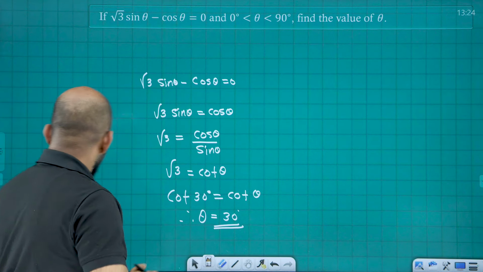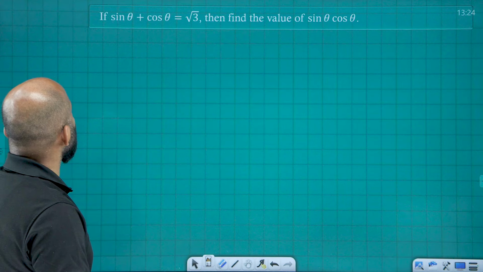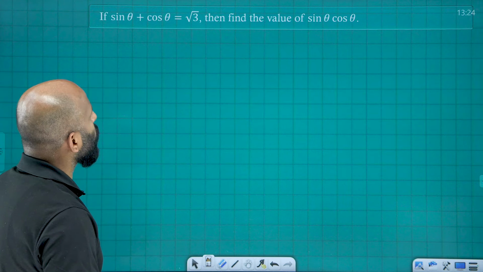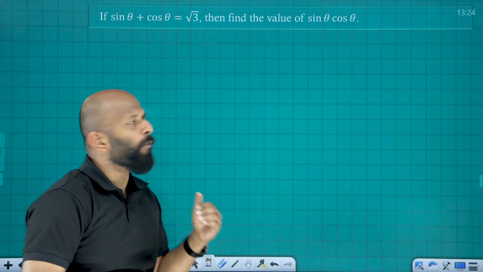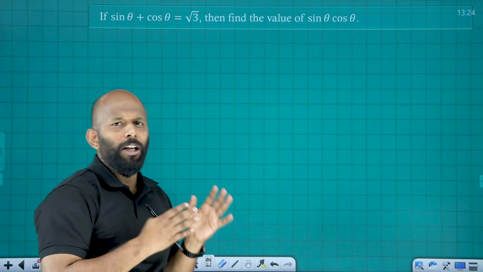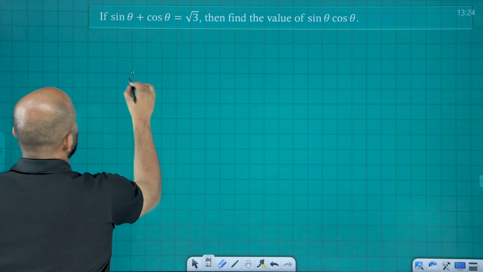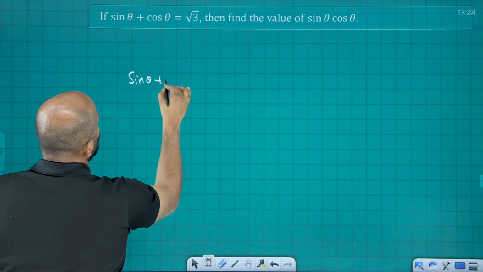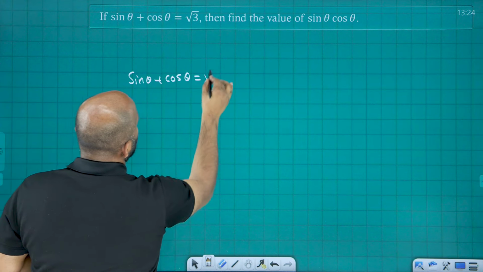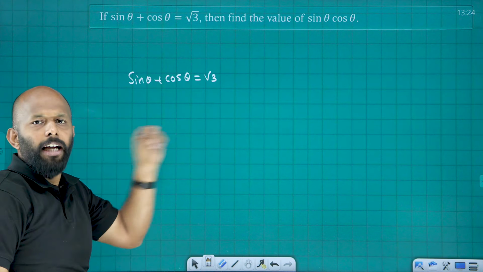Now we can move to the next question. Our next question is sin theta plus cos theta is equal to root 3. Then find the value of sin theta cos theta. This kind of question we have discussed in the MCQs part. So here sin theta plus cos theta is equal to root 3. Now we need to find the value of sin theta into cos theta.